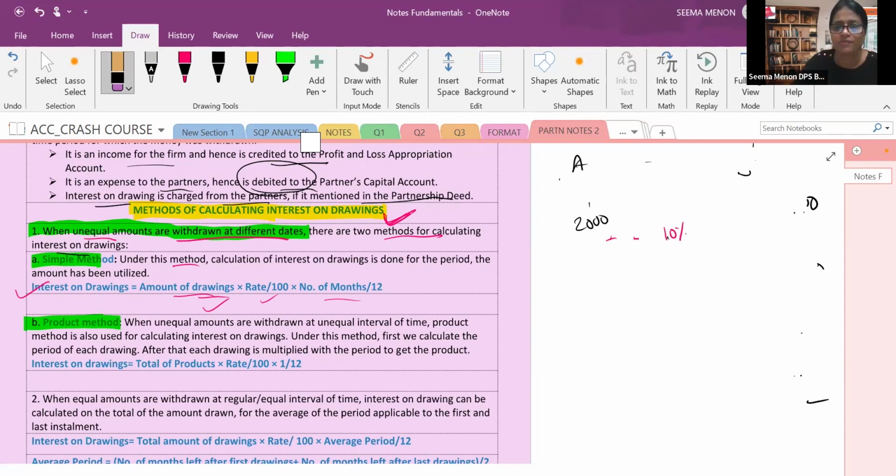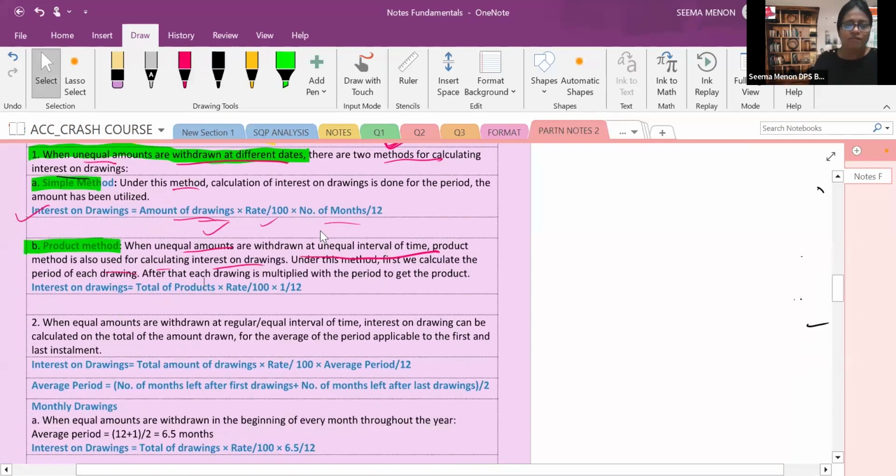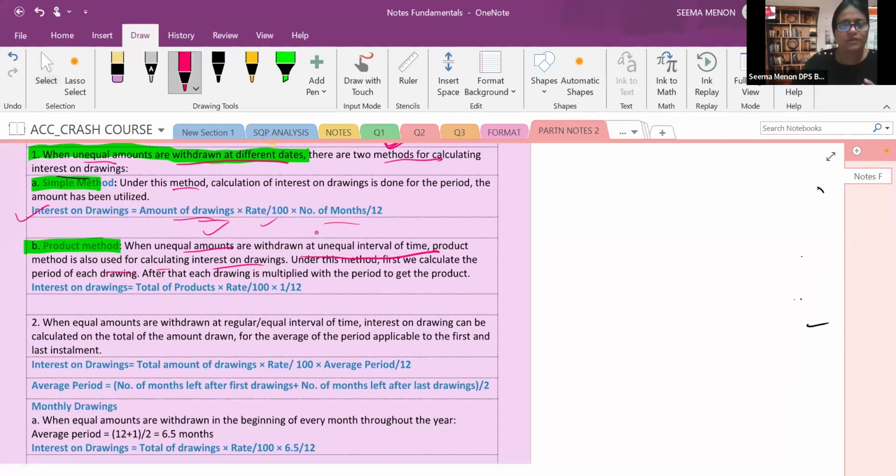What do you mean by product method? See, children. Product method is used when unequal amounts are withdrawn at unequal intervals of time. Product method can also be used to calculate interest on drawings. Just I will explain to you. A and B, two partners. A withdraws 2,000 rupees at the end of every month, so we will ignore A.